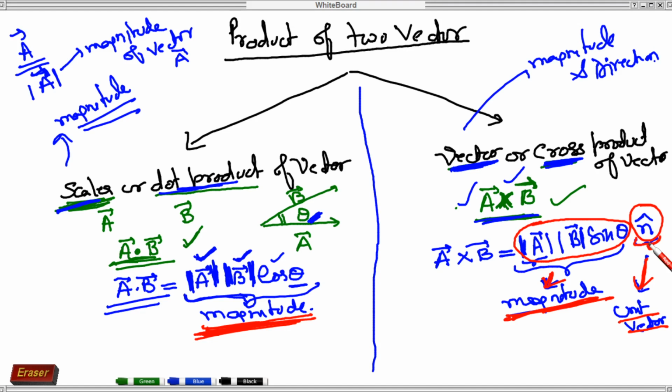Suppose this is vector A, this is vector B. So we wrote here A cross B. Actually, there is one rule, that is the right hand screw rule. Okay, I will do it on a new page.